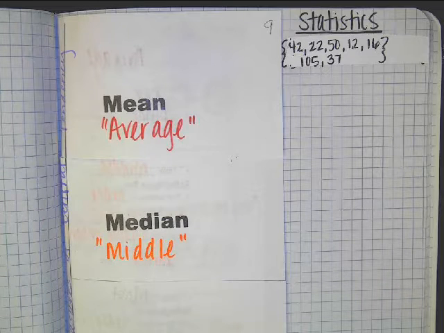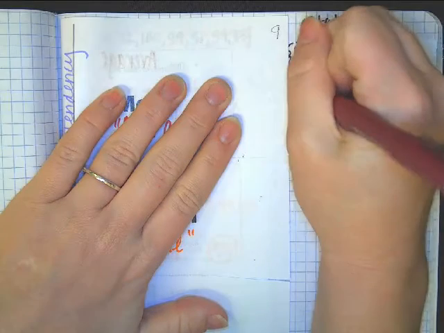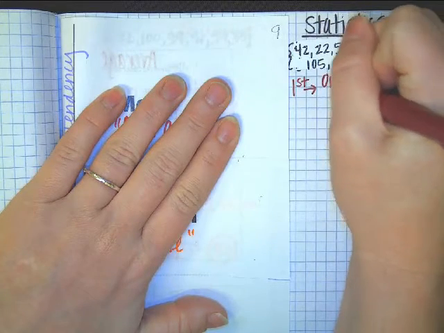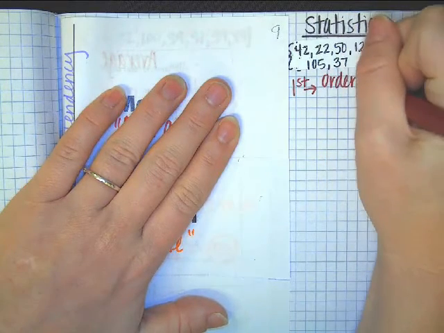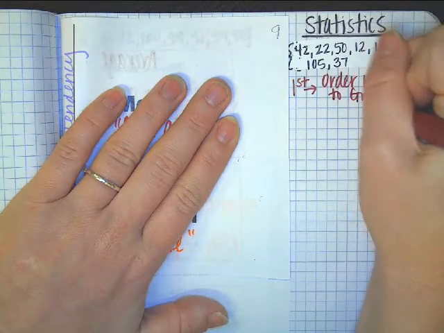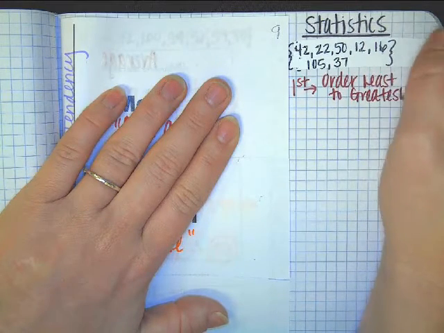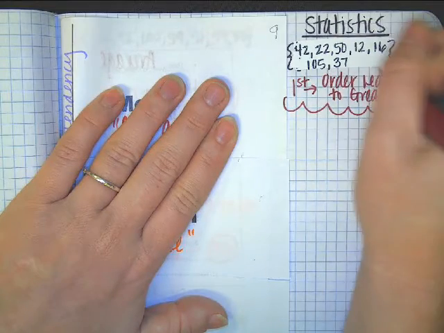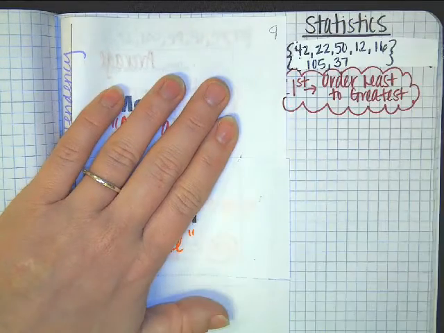Looking at this set of numbers, the first thing that I would like to see on your piece of paper is that we first order them from least to greatest. So let's write that. First, order least to greatest. Now remember, we want to make sure that we're using all of the numbers, so be careful and make sure that we don't forget any.